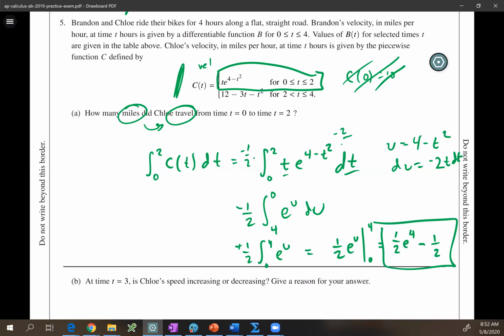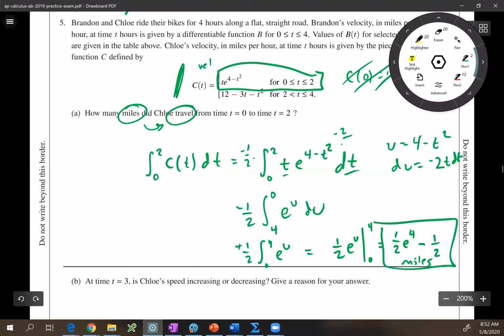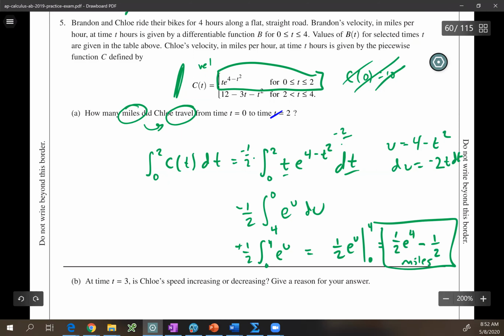Now, had they asked us, and you can add the word miles if you want to, had they asked us from 0 to say 4 instead, then it would just be splitting up those integrals. The integral from 0 to 2 of the top plus the integral from 2 to 4 of the bottom. And again, I'm not going to go through this one. This one you would really just type into your calculator.